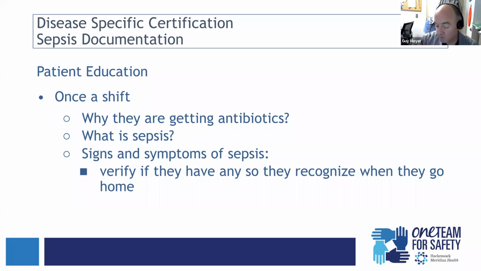There are handouts on your unit that you can give, and there are also things that you can add into the EPIC chart so that when you print out your discharge instructions and your AVS, all of those things will be printed out and given to the patient prior to discharge from the hospital.